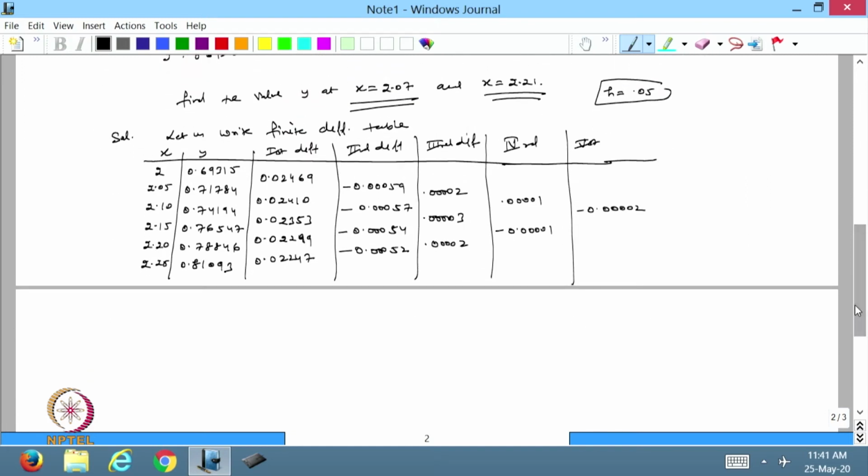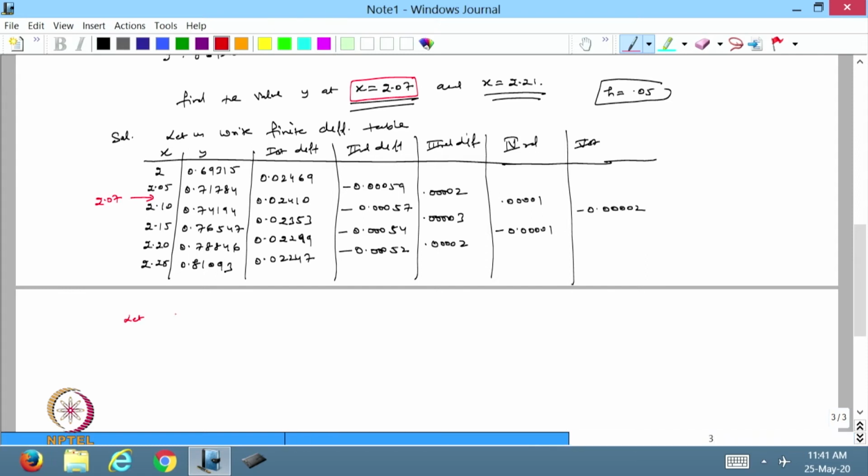Now, based on this one, first I want to find the value of this. So, now x is equal to 2.07. So, it is lying here. So, 2.07 lies here. So, in this case, let we choose x naught is equal to 2, y naught is equal to corresponding 69315, and my x is 2.05. Now, from here I want to find the value p. So, I know that x is equal to x naught plus ph. So, from here my p will be x minus x naught by h.